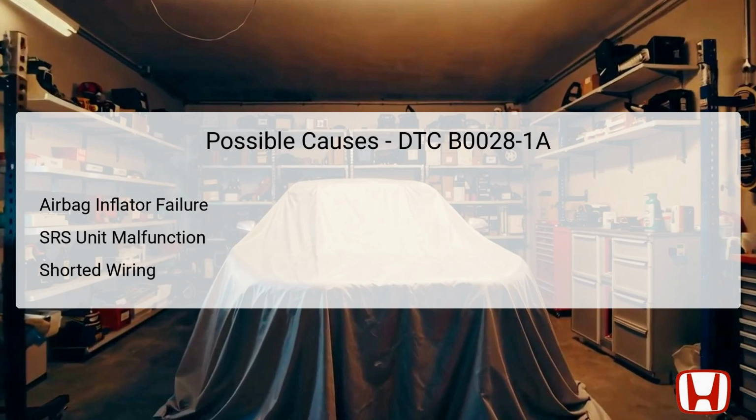Lastly, shorted wiring in the electrical circuit connecting the airbag and the SRS unit can lead to voltage drop issues, which may also contribute to the DTC being set. Each of these causes requires individual inspection and testing to confirm the root of the problem and ensuring all necessary replacements are made to restore the system's integrity.